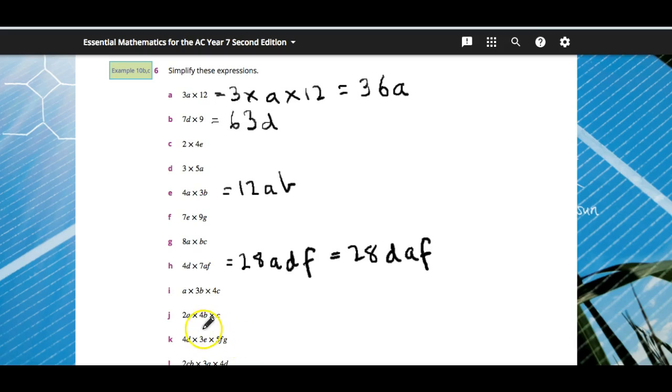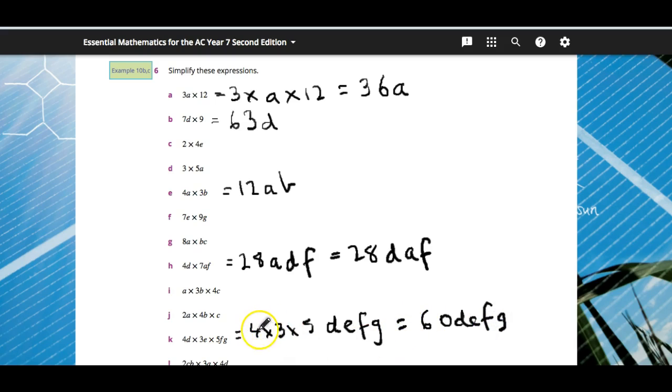Let's do K. So here we've got 4 times 3 times 5. Now, if you like, you can write your coefficients together and then write your pronumerals. So D, E, F, G. Now, you can write times D times E, but I know in the end it's going to be D, E, F, G. And then I can do this. So 4 times 3 is 12. 12 times 5 is 60. So we have 60, D, E, F, G.